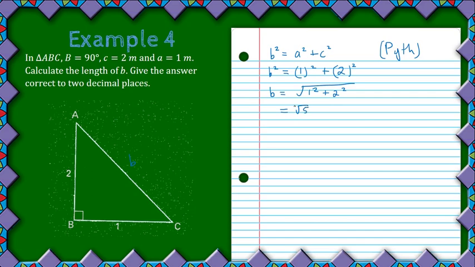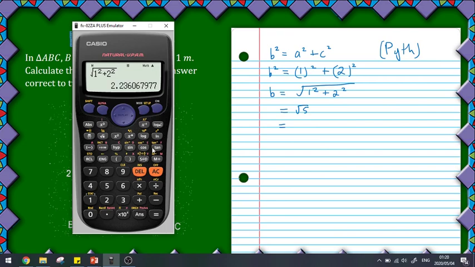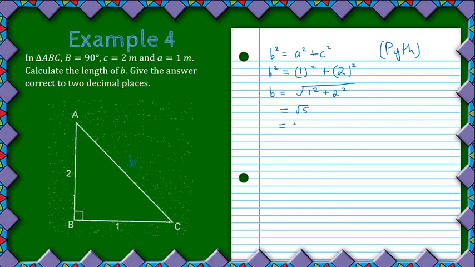But the question says we need to write it down correct to 2 decimal places. So we just press the S-D button over here, and then we get 2.24. So 2.24, and that is in meters.